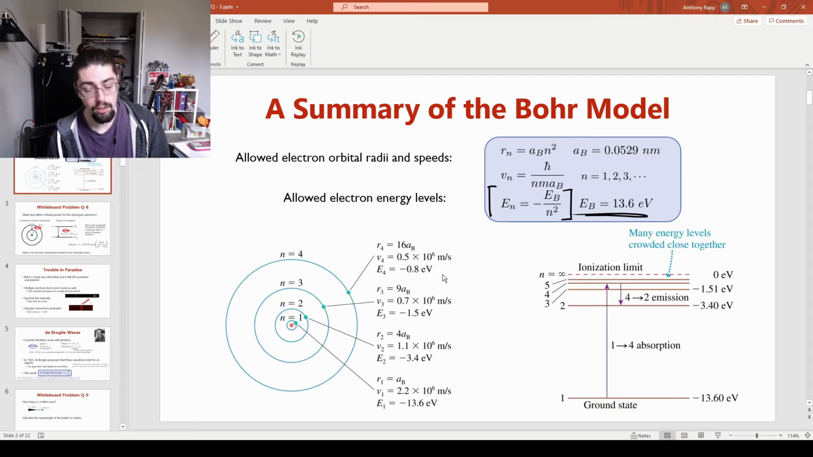What is the mass? That is the mass of the electron, because that's what's actually doing the orbiting around.